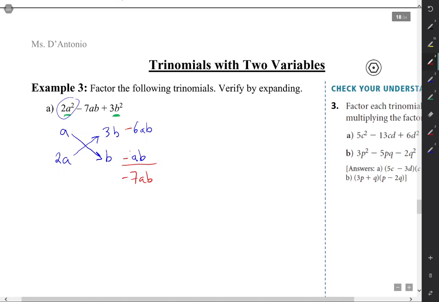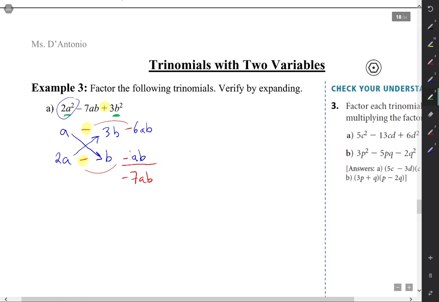So let's put these signs in here. So there's a negative sign on the top and a negative sign on the bottom. And of course, there's that final thing to check. Does a negative times a negative give us a positive? Yes, it does. So we're all good with all of our checks. Therefore, our factoring is correct here.